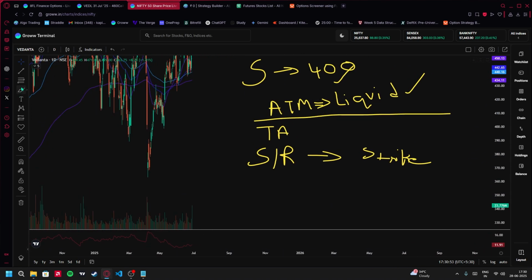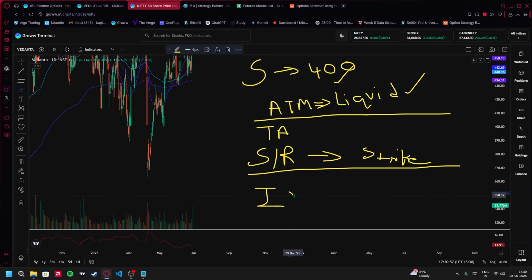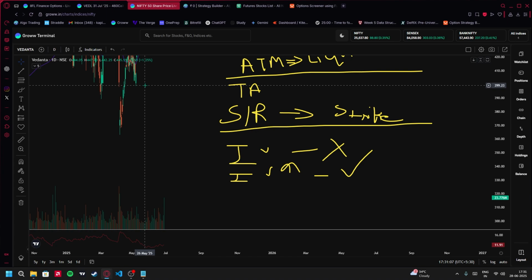And another thing, that bonus that I gave you, is look at the IV. If the IV is low, ignore. If the IV is high, then you have to enter, because high IV means that the prices of the options are overpriced, but it also means there is a little bit more risk.